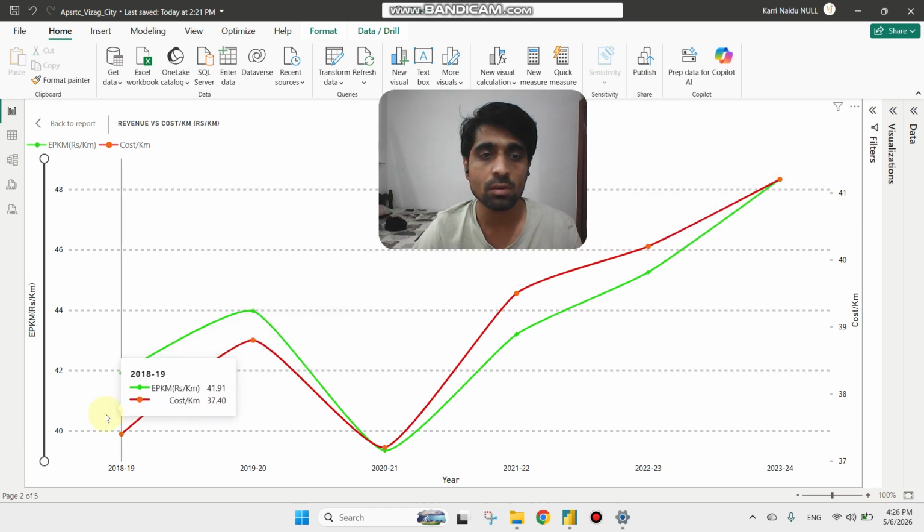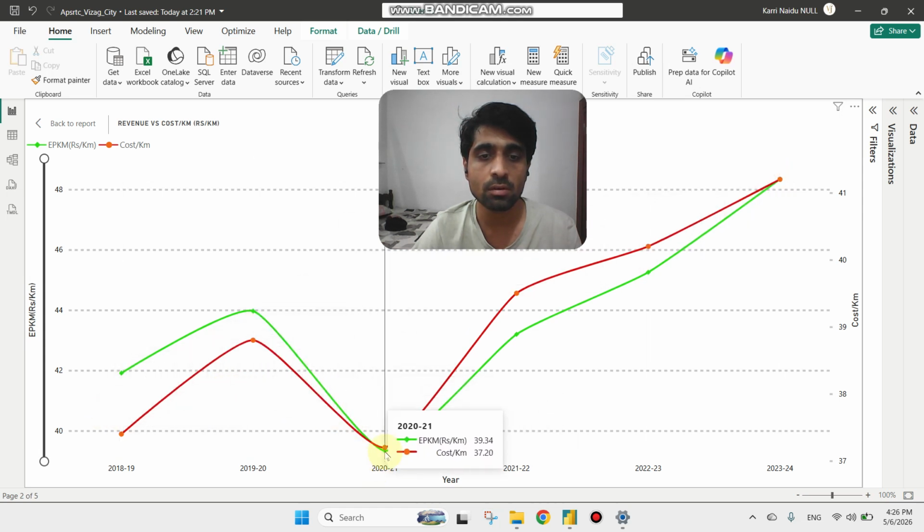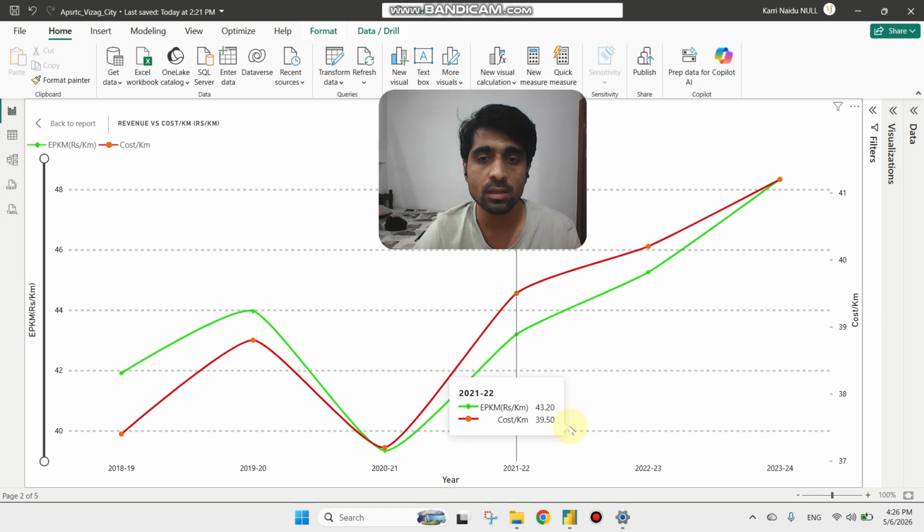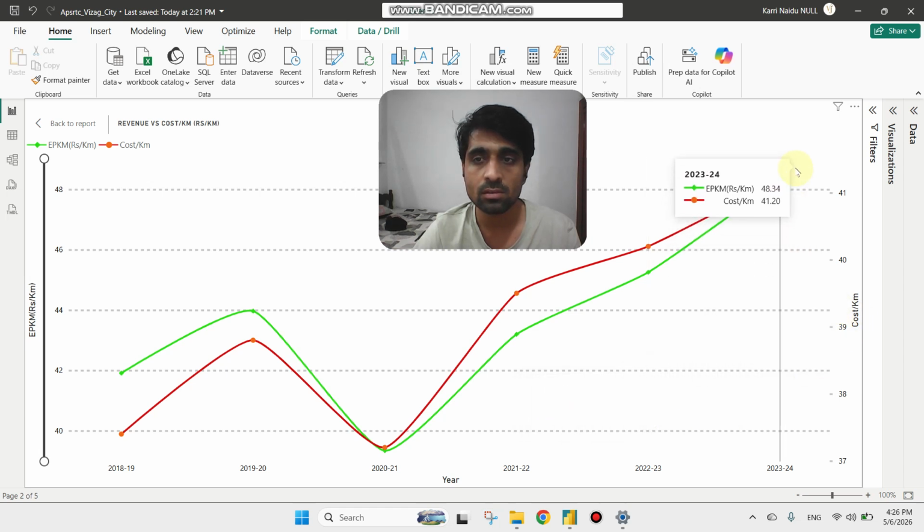It can be seen that out of all the years, 2018 to 2021, during 2021 they both reached a similar level. 39.34 is the earning and the cost is 37, which means that we have 2 rupees in gross profit. But later we have earning and cost at different numbers. So cost is 40, earning is 45. Similarly, the cost is 41 and earning is 48.